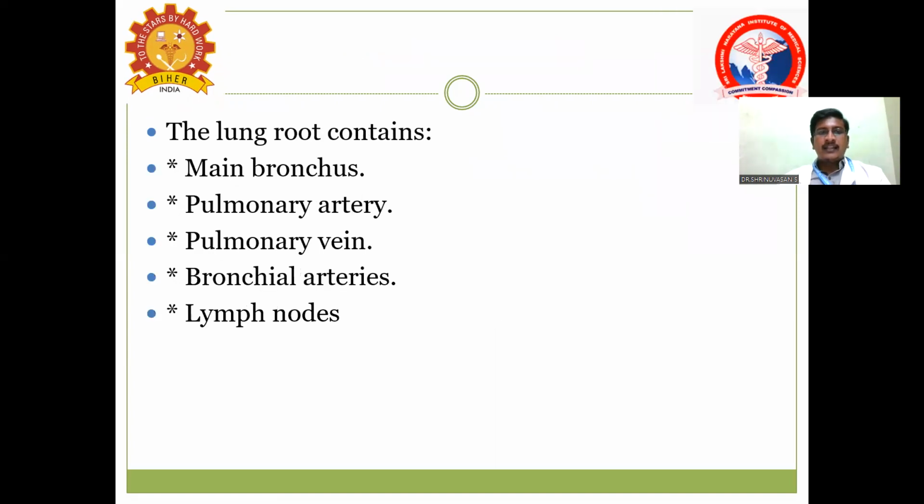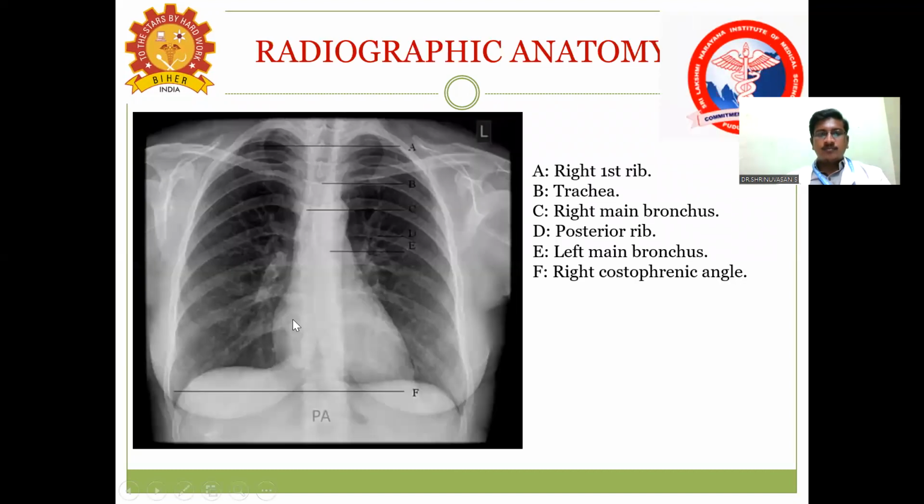Okay. What about the lung root, that means the hilum? The hilum has the connection between the mediastinum and the lung. So it has the main bronchus, pulmonary artery, pulmonary vein, bronchial arteries, and lymph nodes.